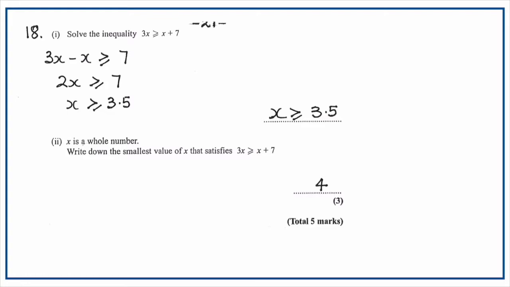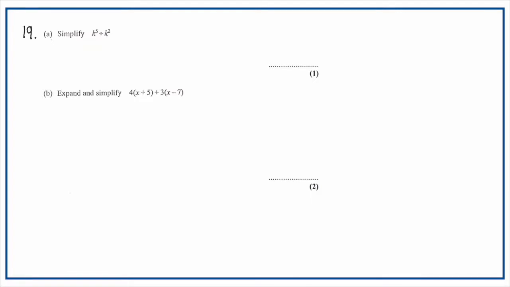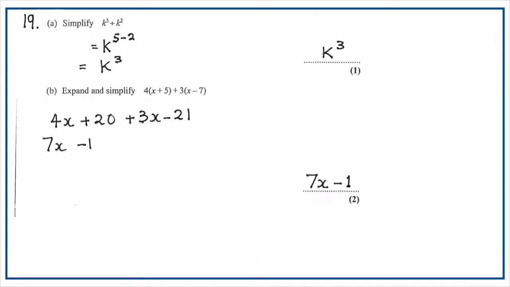Question 19 is simplify k to the power 5 divided by k to the power 2. When we divide and the bases are the same, k, what we do here is take away the index numbers. So it's k to the power 5 minus 2, which equals k to the power 3. So the answer is k to the power 3.